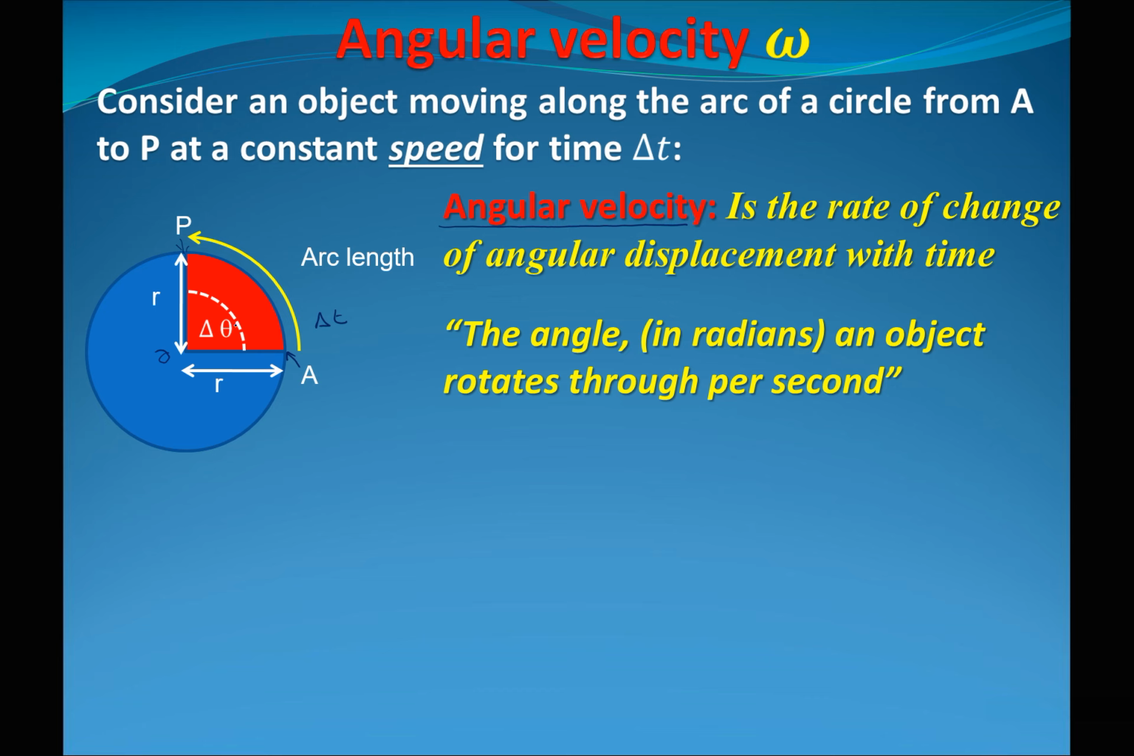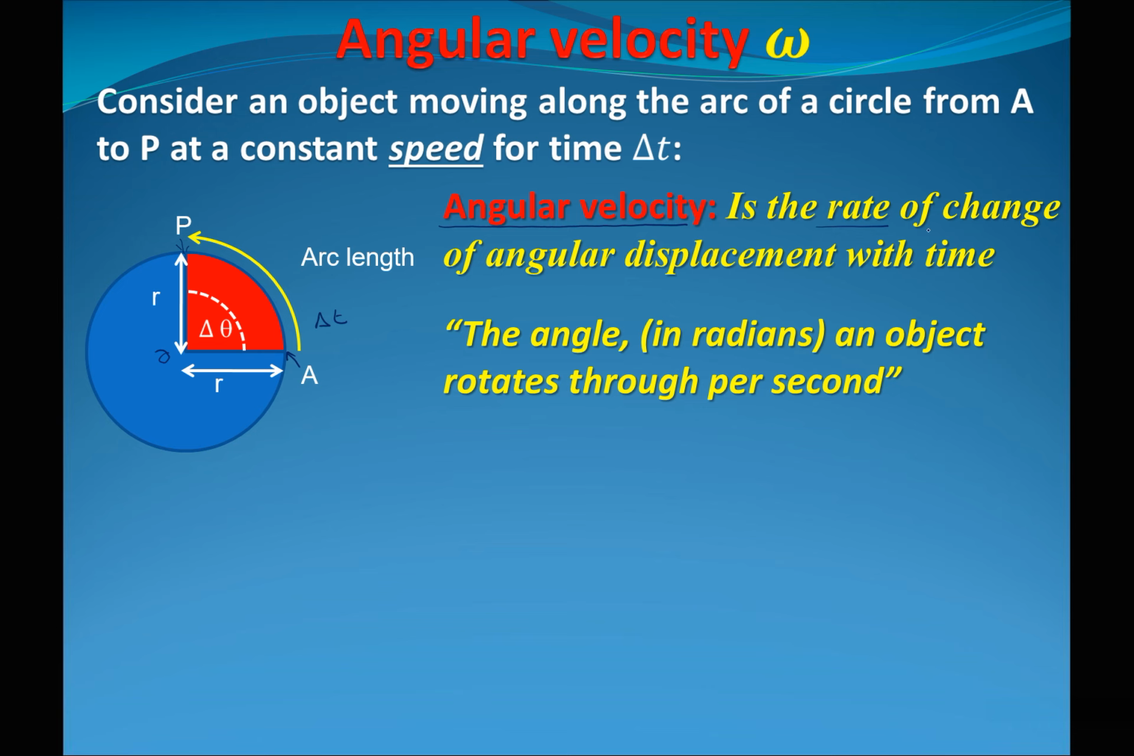So the angular displacement is delta theta, and it is sweeping through that angle in a time delta t. The angular velocity is going to be the rate of change of angular displacement, that is, change in angular displacement divided by time.